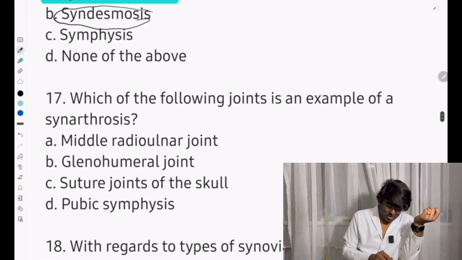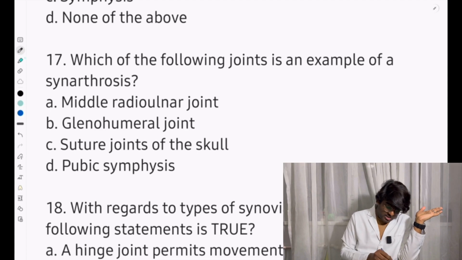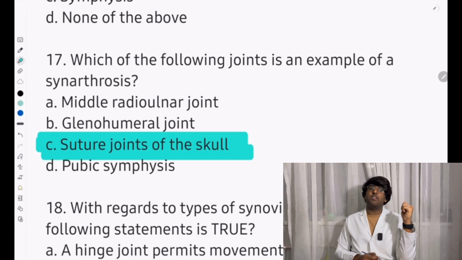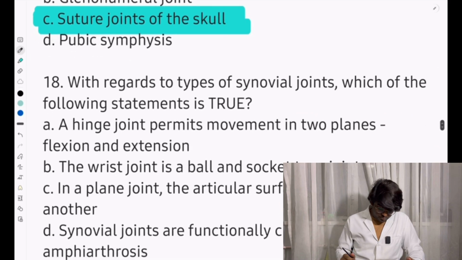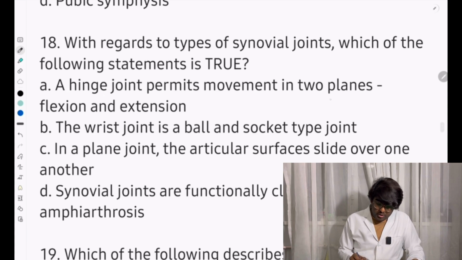Then next one. Which of the following joints is an example of synarthrosis? What do you mean by synarthrosis? It is completely immovable. Very easy. Suture joint of the skull is the answer. Then next one, with regard to types of synovial joint, which of the following statements is true? A hinge joint permits movement in two planes, flexion and extension.